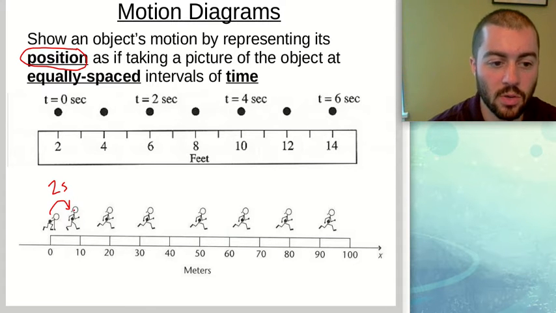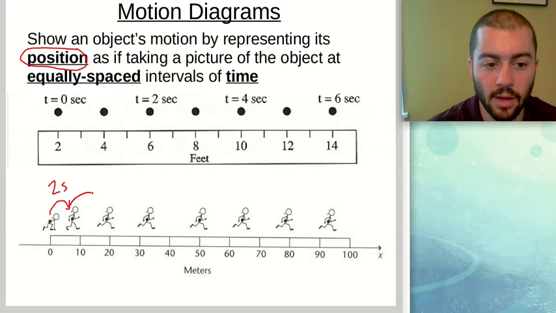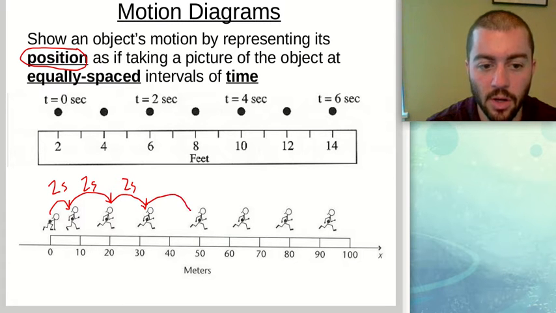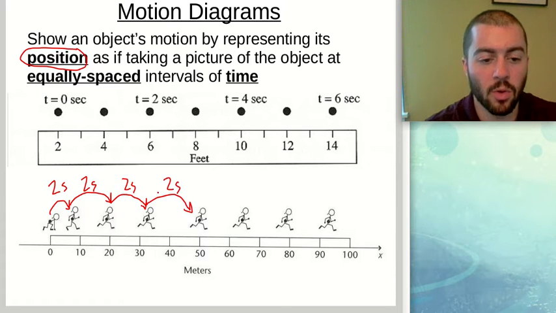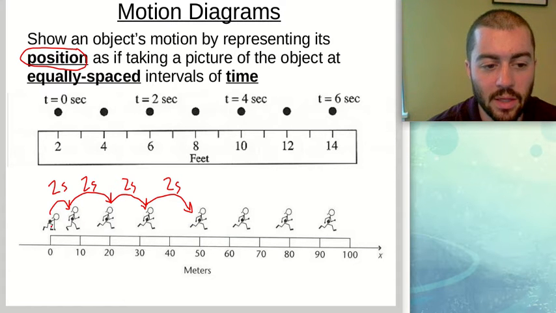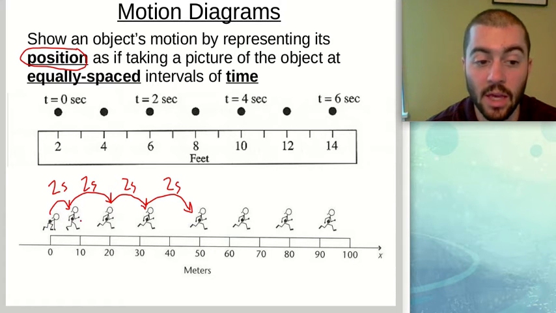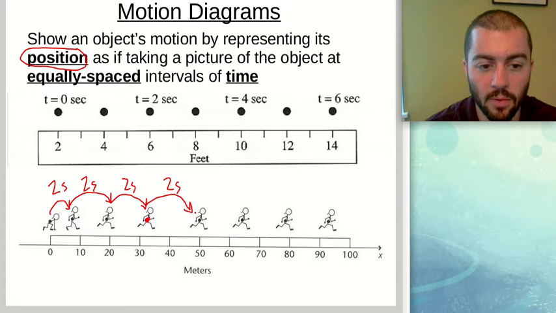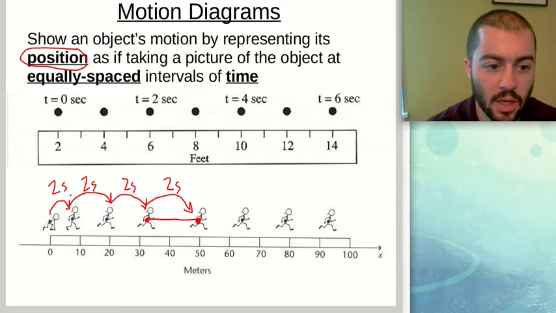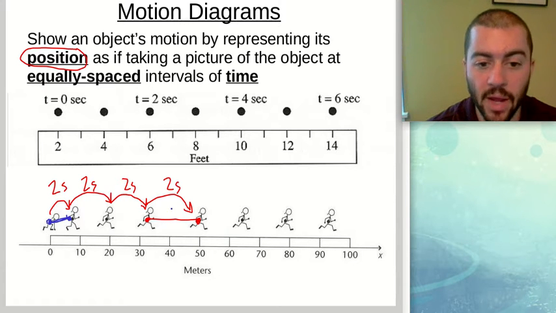So this means 2 seconds passes from here to here. And then from here to here, another 2 seconds will pass, and then from here to here another 2 seconds will pass, and from here to here another 2 seconds will pass. So when we're looking at this, we can see that the person hasn't done the same thing over each time interval of 2 seconds, right? The distance that they covered from here to here was a lot larger than the distance that they covered from here to here. So in the same amount of time, now they're covering a greater distance.